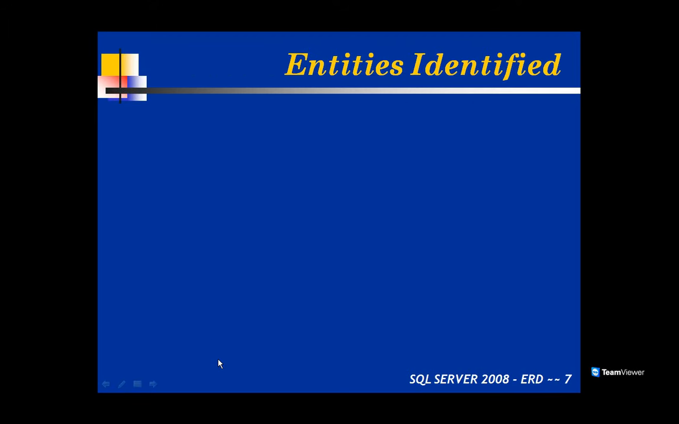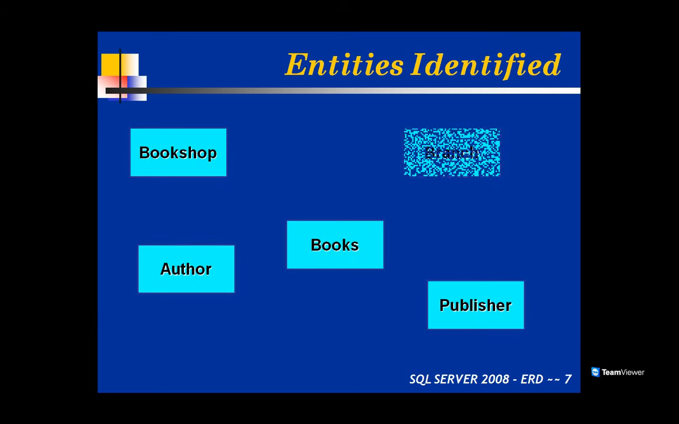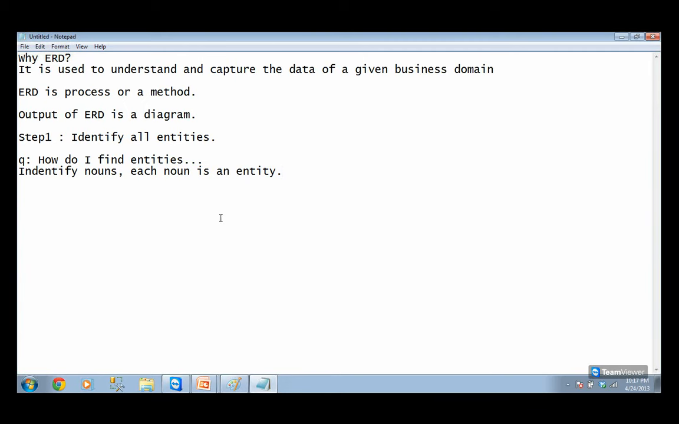How do I do that? You have to identify and start drawing the diagram. So bookshop is a noun, and author is a noun, and publisher, books, all these are different entities. So in the diagram, all the nouns need to be entities. Entities need to be in rectangle boxes. Okay, so you have to identify. There is no sequence. You can identify anything first, anything next. So there is no sequence as of now. This is step number one. You have to identify all nouns. Okay, now once you do that, then you have to go for step number two. What is step number two?